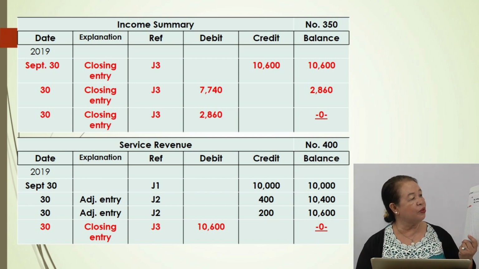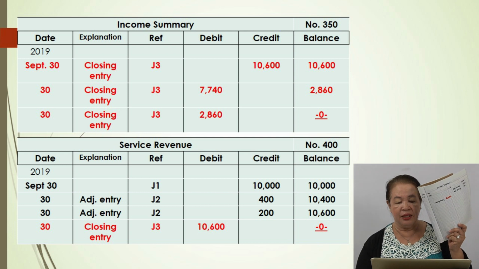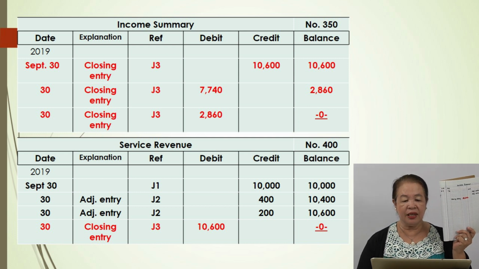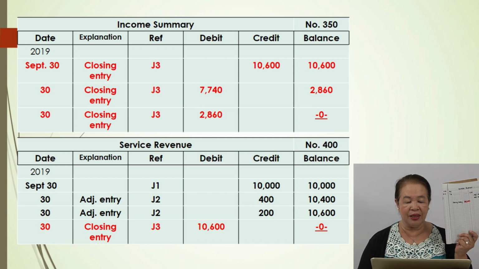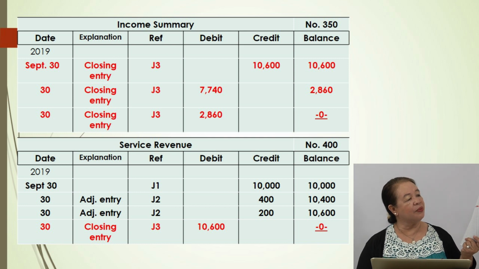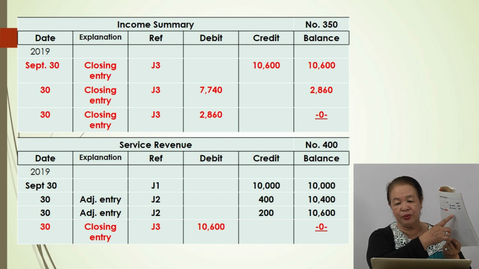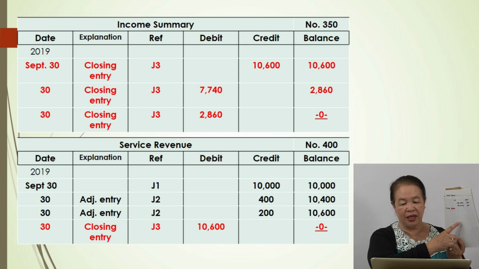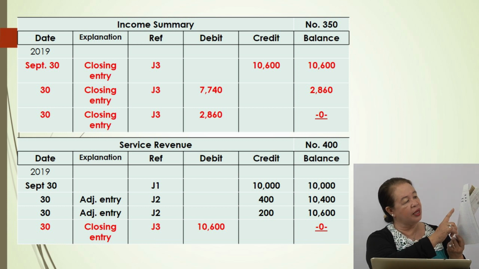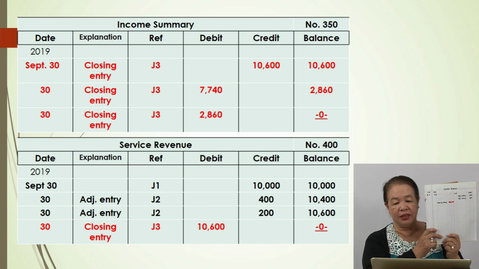Sa service revenue naman, we have our credit ng 10,000. No, ibig sabihin, kumita tayo ng 10,000. So, credit yan. And then, nagkaroon tayo ng dalawang adjustment na pareho ding credit. So, ang adjustment mo is parehong credit, dagdag yan. So, magkano yung dalawang adjusting entries na yan? 400 at saka 200, 600. Idagdag mo sa 10,000. That's why our balance is 10,600.